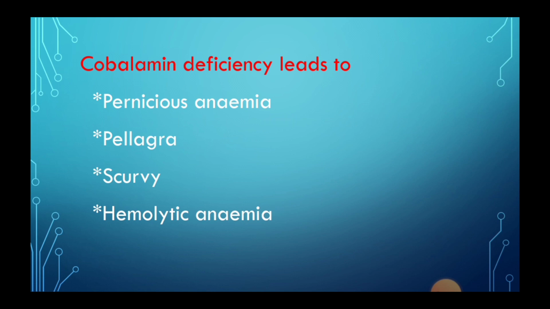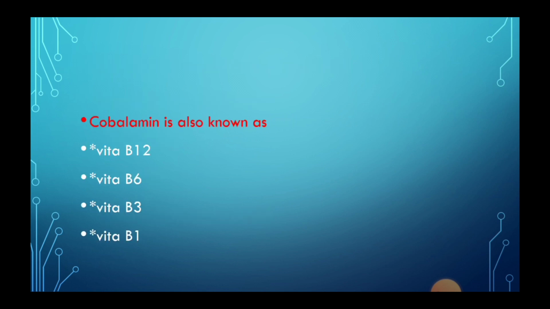Cobalamin deficiency leads to pernicious anemia, pellagra, scurvy, hemolytic anemia. Answer is pernicious anemia. Cobalamin is also known as vitamin B12, vitamin B6, vitamin B3 and vitamin B1. Right answer is vitamin B12. Cobalamin is also known as vitamin B12.